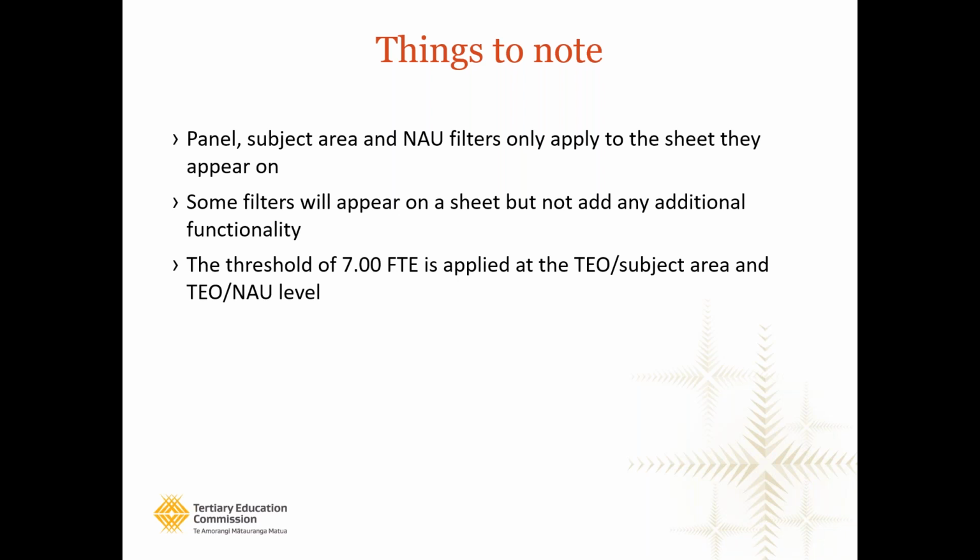And lastly, the suppression of 7 FTE is applied in different ways, and these align with the guidelines and how we've applied the suppression rules throughout previous quality evaluations. So for the TEO and subject area information, it is the TEO or possibly TEOs, there might be multiple ones, that have a total less than 7 FTEs for a particular subject area that are rolled up into the category of other. For the TEO and nominated academic unit information, it's actually the nominated academic unit that's rolled up into the category of other if it is less than 7 FTEs. Please note that this may limit the information you can see about your own TEO.